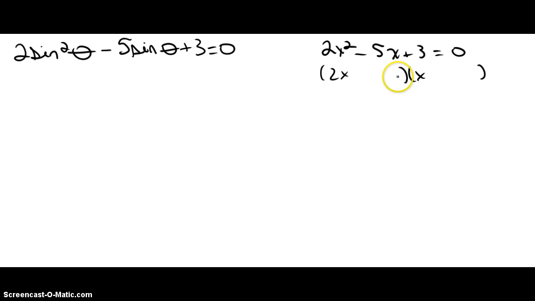And then I might try putting my 3 here and my 1 here, but that would give me 6 and 1, and some people might be excited and say, woohoo, I can get a -5. But the problem is this is positive, so I know that both of these are going to be negative. And so if they're both negative, a -6x and a -1x is a -7x. So right away, I can tell that that is not going to work.